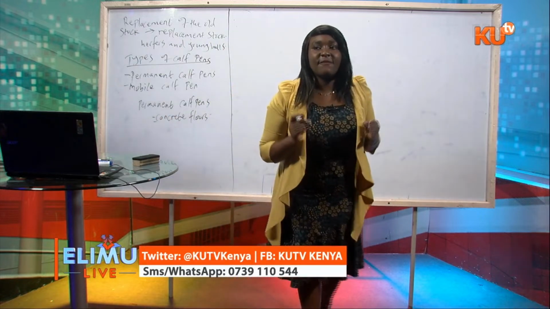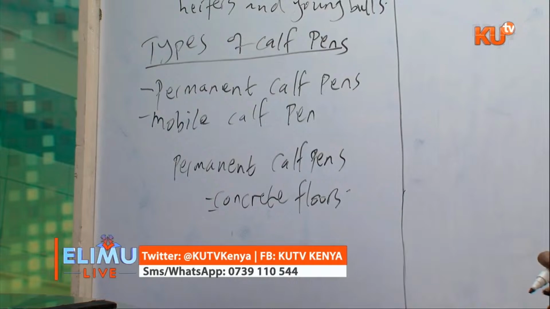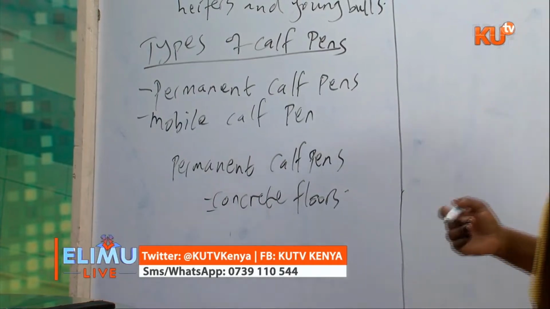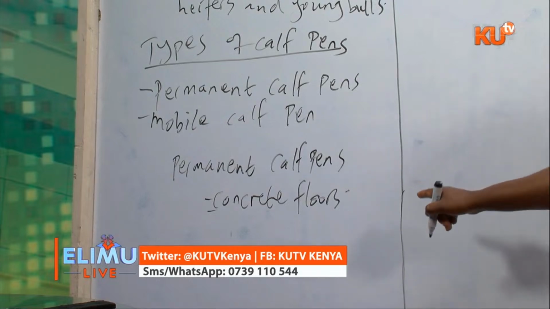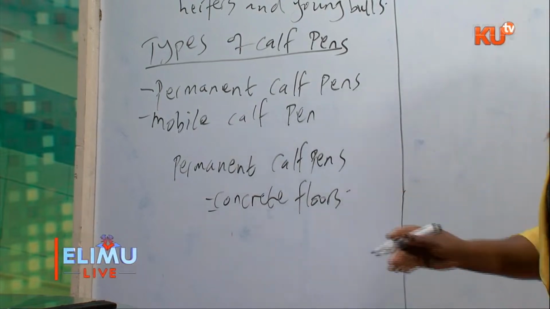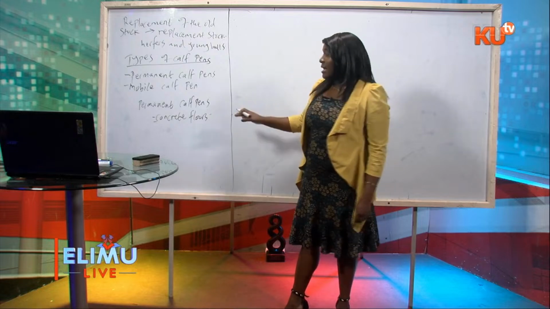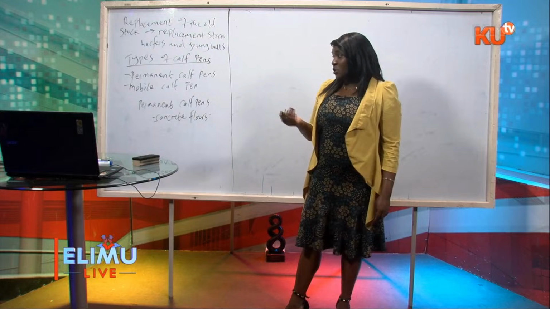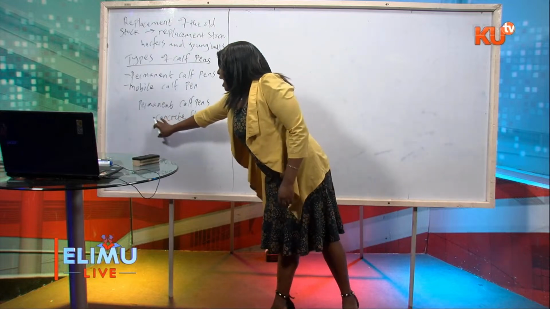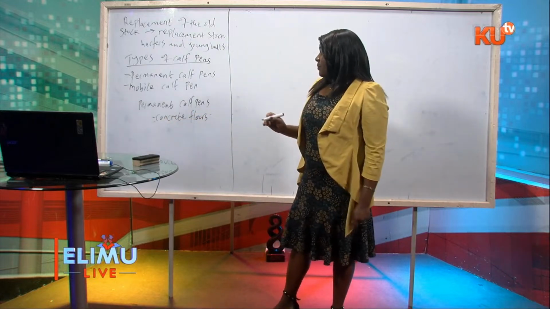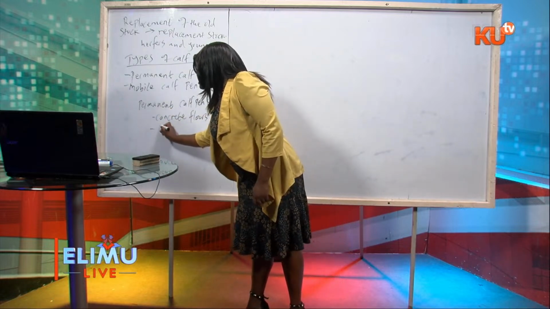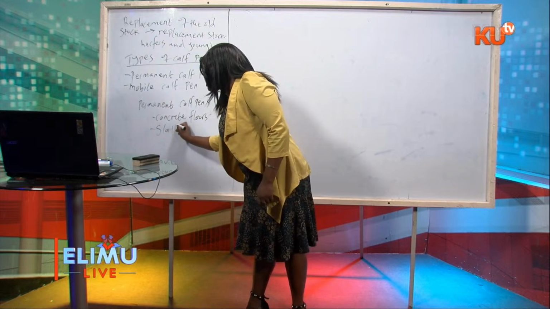A permanent calf pen that has concrete floors, meaning that the floor has concrete, and this means that it is easy to clean, and you can clean it easily and drain the dung and the urine to ensure that the place is always clean. So we have the concrete floors. We also have another permanent calf pen, which has slated floors.